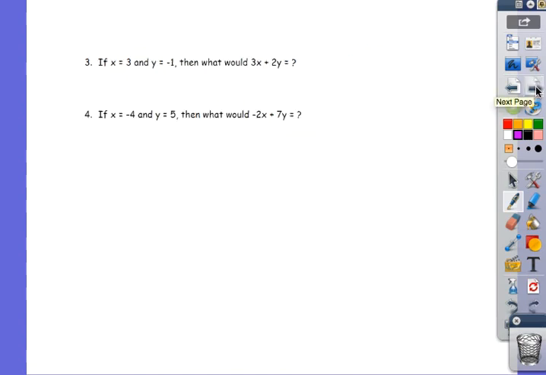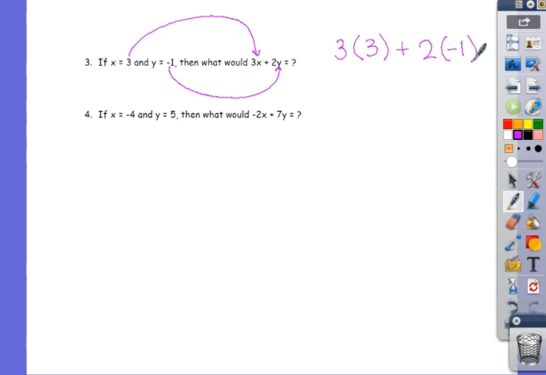All right. Number 3. Now we have 2 variables, so you want to make sure you plug them in for the correct one. If x is 3, we're going to put 3 here. Y is negative 1, so that goes here. So 3 times 3 plus 2 times negative 1. 3 times 3 is 9 plus 2 times negative 1, negative 2. 9 plus negative 2, 7.